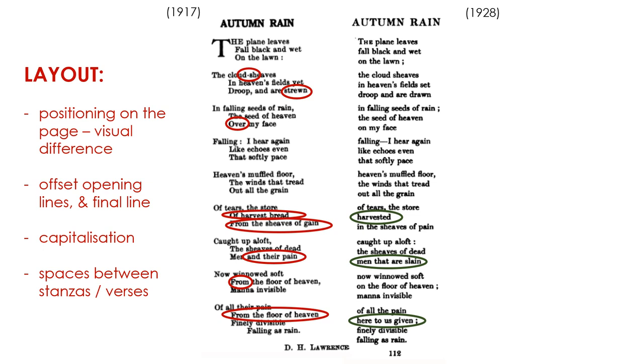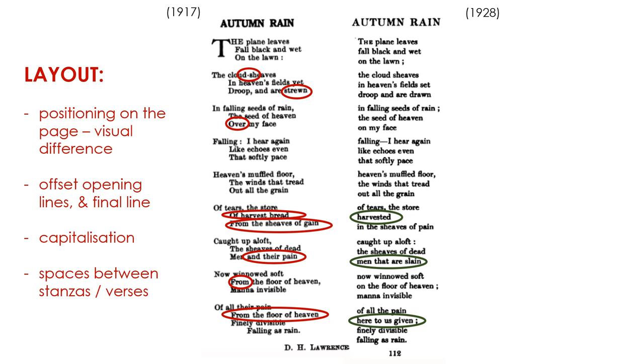And "their pain", so men and their pain, and later it becomes men that are "slain". A more explicit reference, I think, to the horrors of World War One, perhaps because they only became known later, or perhaps because Lawrence particularly felt the idea that they were slain more later. "From the floor of heaven", "on the floor of heaven", and then later "from the floor of heaven, here to us given". And I think that is another important change, because it's bringing us, readers and the speaker, into this poem as well.